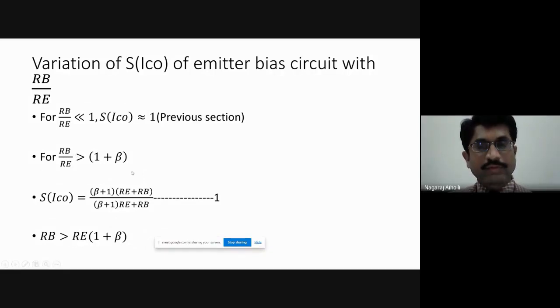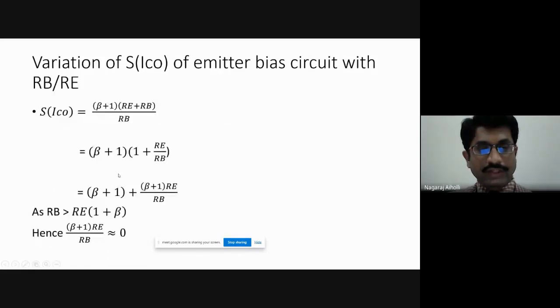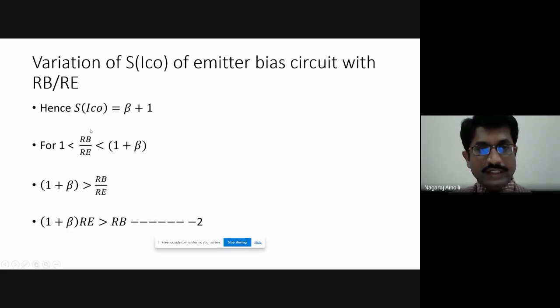RB by RE greater than 1 plus beta. For RB by RE greater than 1 plus beta, we got the equation as S of ICO is equal to beta plus 1. S of ICO is equal to beta plus 1.